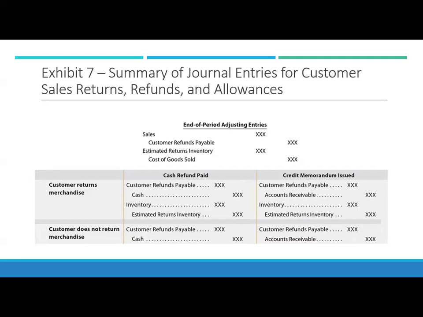And then there's no example of this on the slides, but you can imagine if we reach the end of the return period, we're doing some zeroing out to make sure the estimates are the most current, right? So the refund payable amount would be adjusted back with sales to be the actual amount, and the estimated returns inventory would be adjusted along with inventory and cost of goods sold to arrive at zero once the return period has expired.